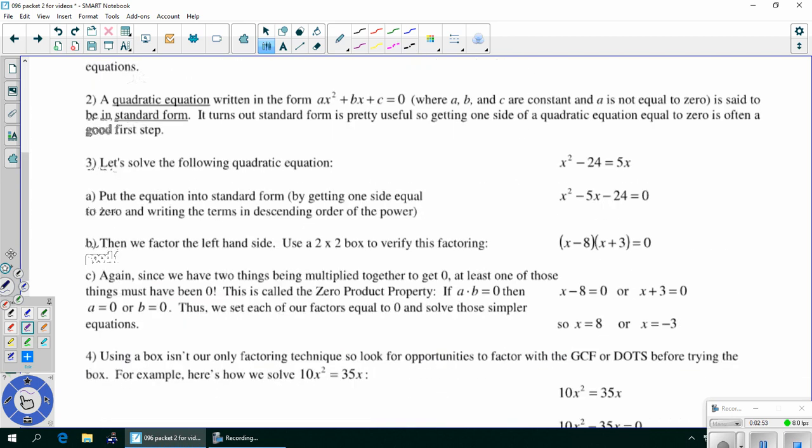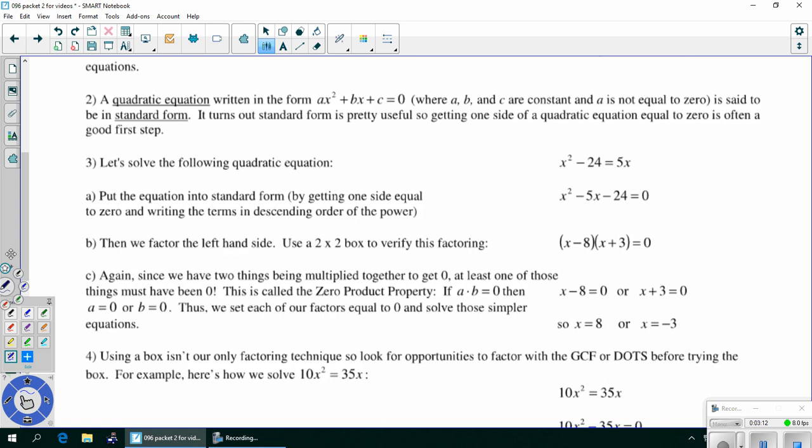Okay, number 2, a quadratic equation written in the form ax squared plus bx plus c equals 0 is said to be in standard form. A, b, and c are just constants. x is really the variable. And it turns out standard form is pretty useful, so getting one side of a quadratic equation equal to 0 is often a good first step.